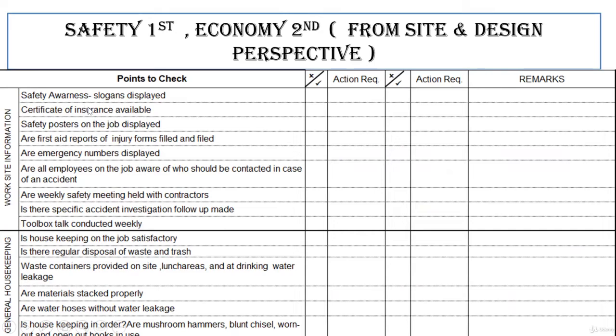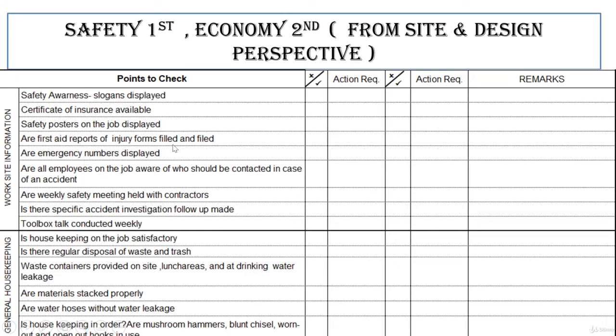So what is written? Safety awareness slogans displayed or not, right? When you work in big projects, this is a common SOP that we adopt, that is standard operating procedure: the insurance of the company and of the laborers, safety posters on the job displayed or not, are the first aid reports of injury forms filled or not, are emergency numbers displayed.